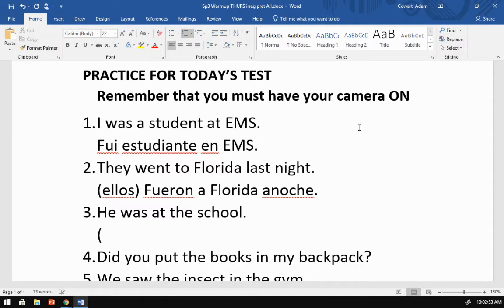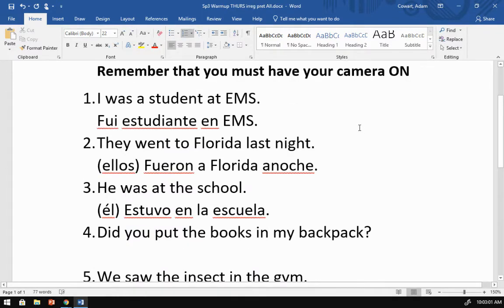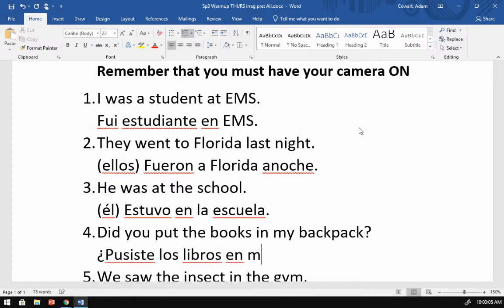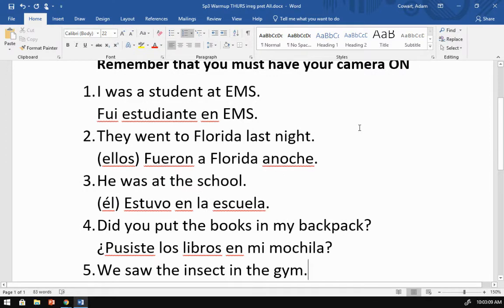He was at the school. Él estuvo en la escuela. Because that's where he was. Estar. Did you put the books in my backpack? ¿Pusiste los libros en mi mochila?